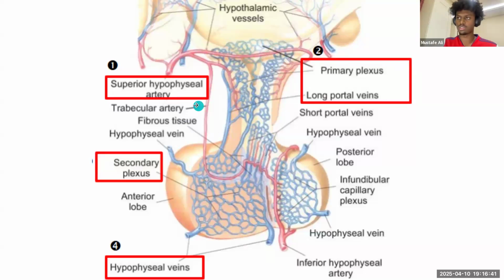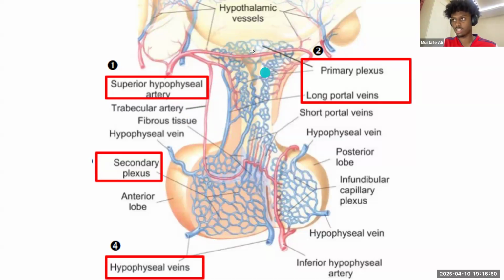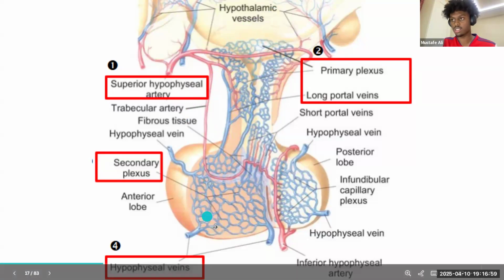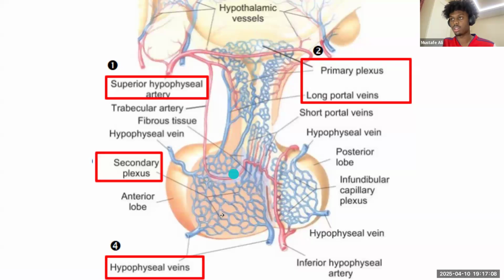So the superior hypophyseal artery is responsible for supplying the anterior lobe of the pituitary gland. Before it supplies it, it actually gives off to a plexus known as the primary plexus right here. This plexus is responsible for getting hypothalamic hormones from the hypothalamus, mainly the releasing hormones, and taking them towards the anterior pituitary to stimulate the release of its hormones, and it then goes into the circulation. These two plexuses, the primary and the secondary plexuses, are connected by this long portal vein.